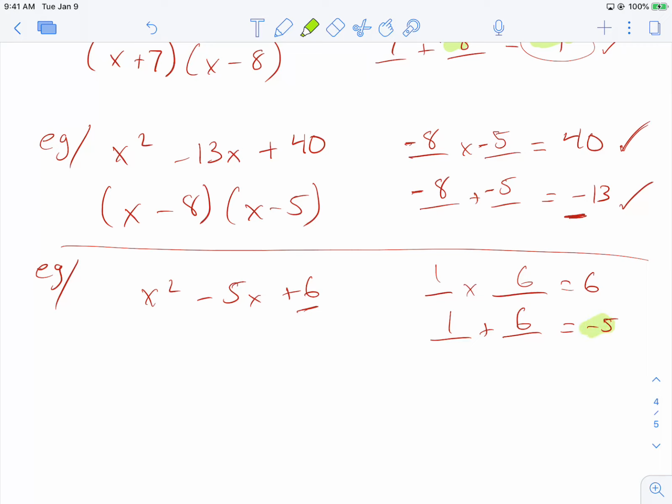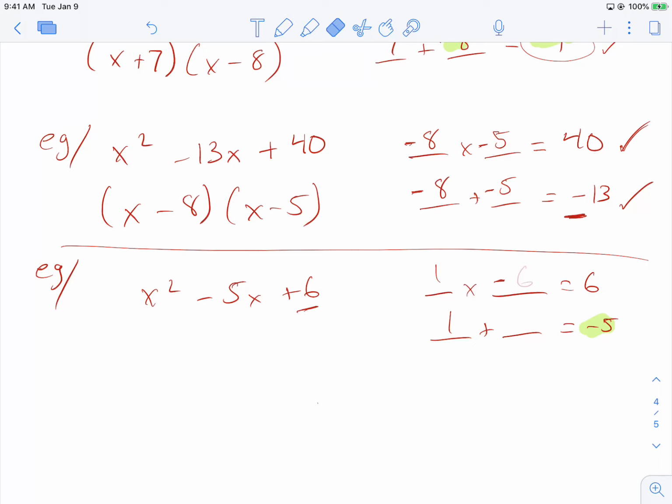1 plus 6 gives us 7. So what if I made my 6 negative? Now, 1 plus negative 6 gives me negative 5. That's perfect. But we have a problem. When I put that negative sign up here, I get 1 times negative 6. That's going to give me negative 6, and that does not work. So these two numbers are not my key. Is there anything else we can try?